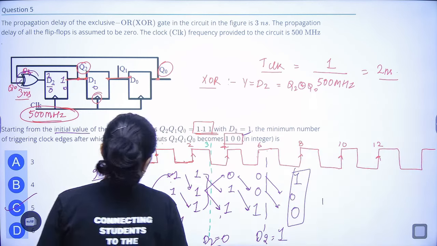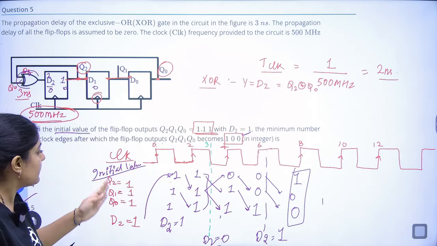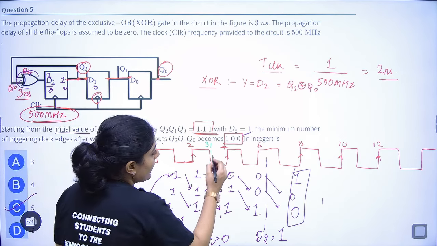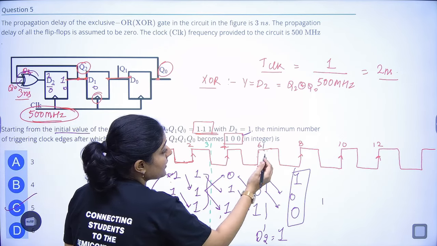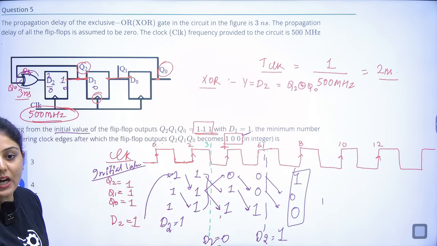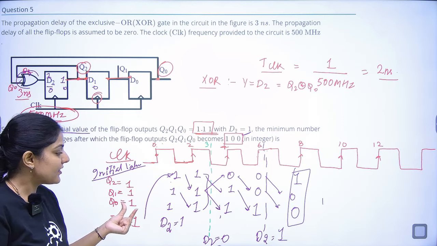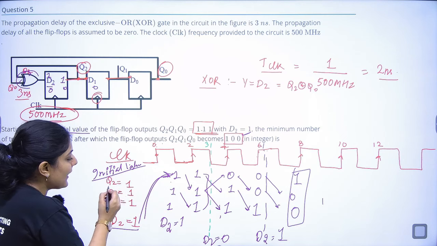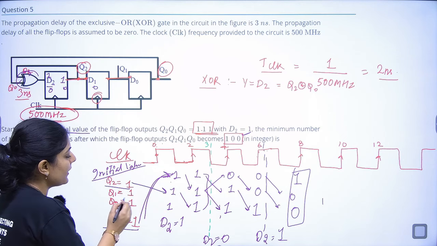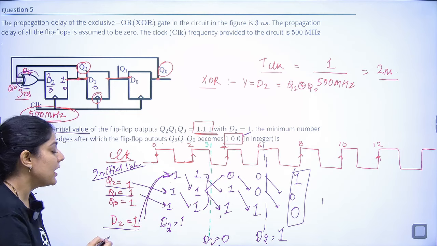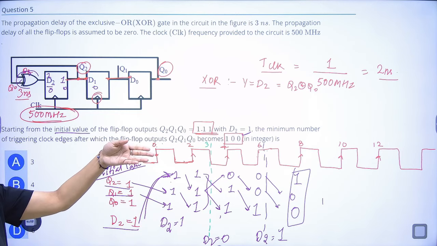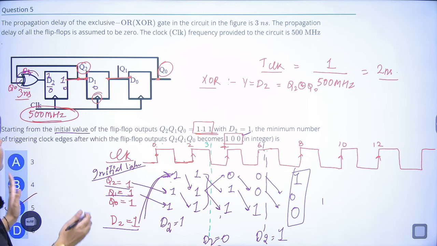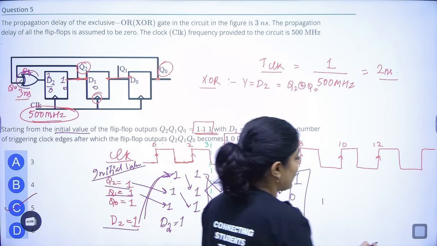So what was there? I have drawn a clock. Initial values were given, but after 3 nanoseconds the XOR gate will give the output. But it is a shift register, so the D2 value will shift to Q2, the Q2 value will shift to Q1, the Q1 value will shift to Q0, and Q0 will be given as output. So it is shifting like this.